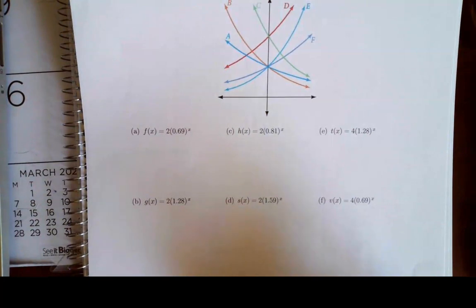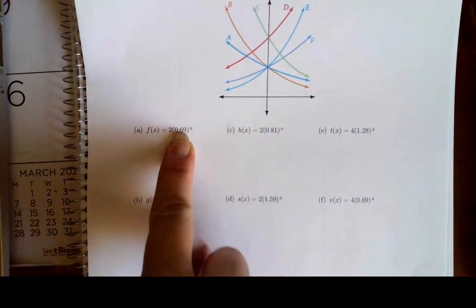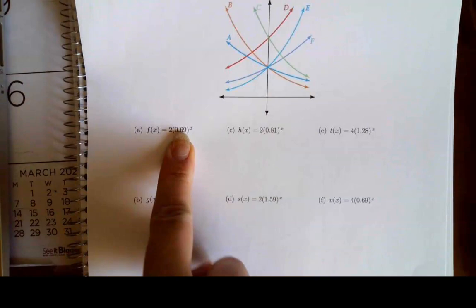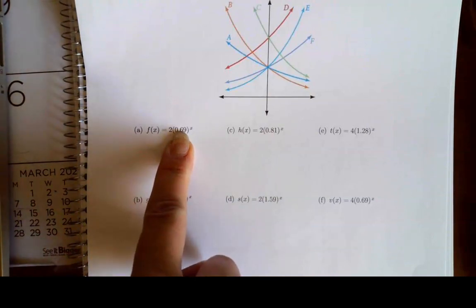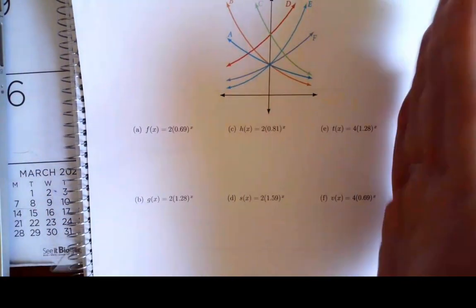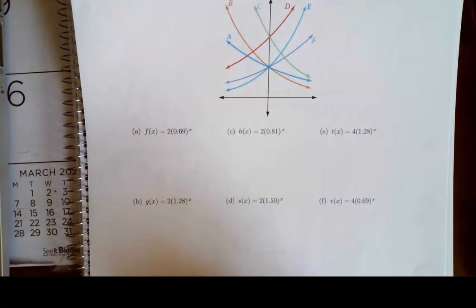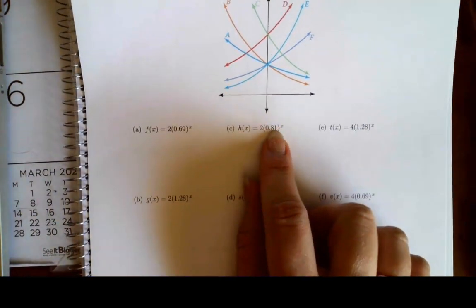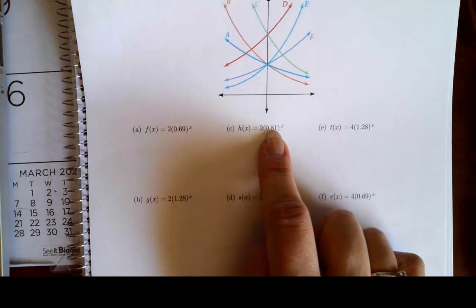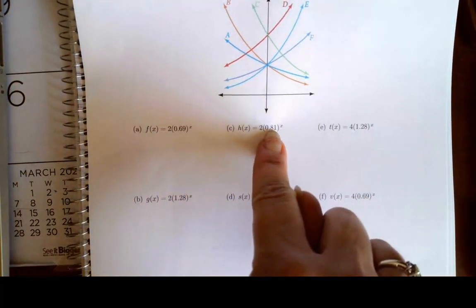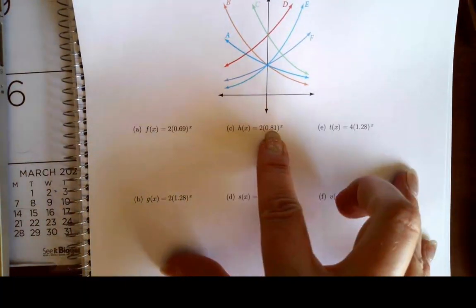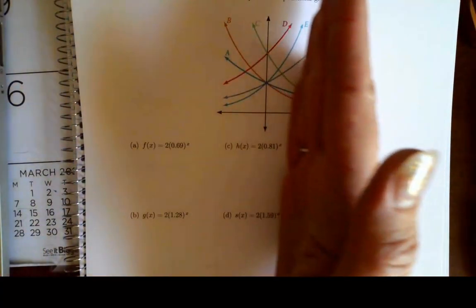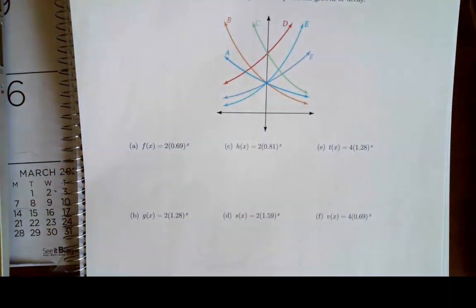So now let's look at growth and decay. This one is between 0 and 1, so this is decay. That means it will be decreasing as you read it from left to right. It's dropping. This one is between 0 and 1. It is decreasing, and so this is exponential decay. It will drop as you read it from left to right.